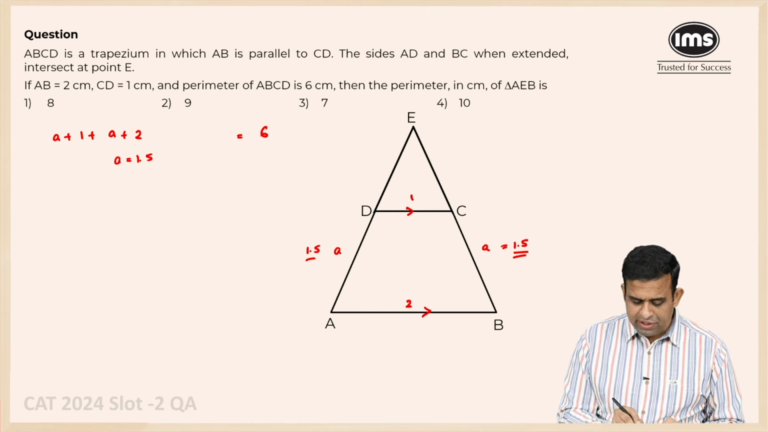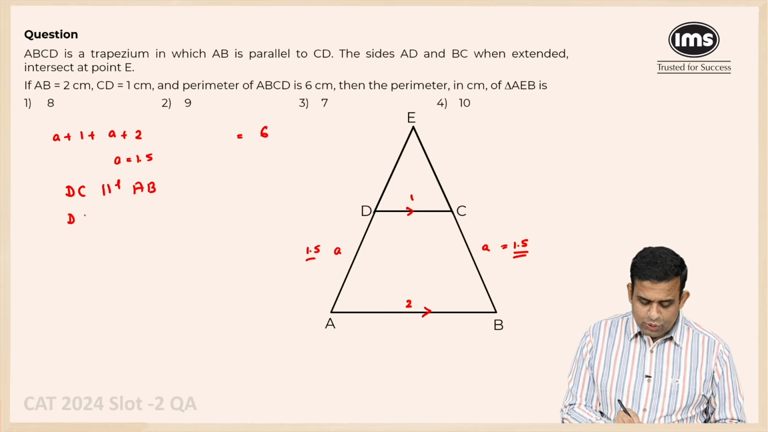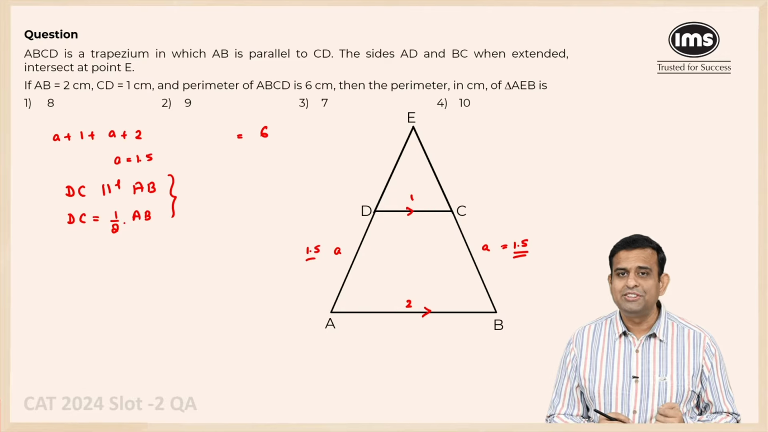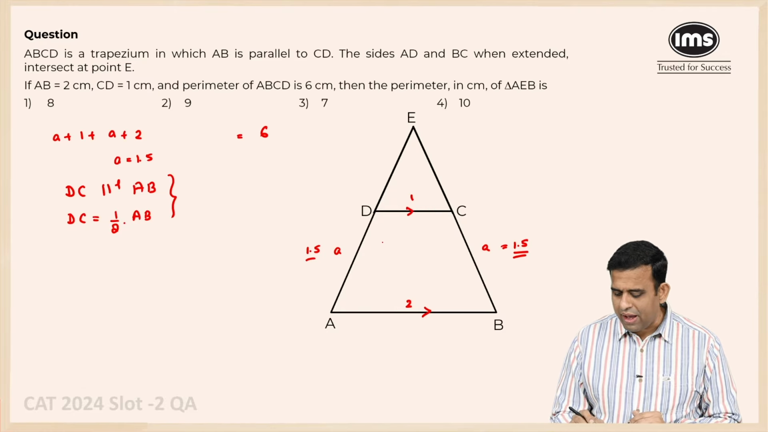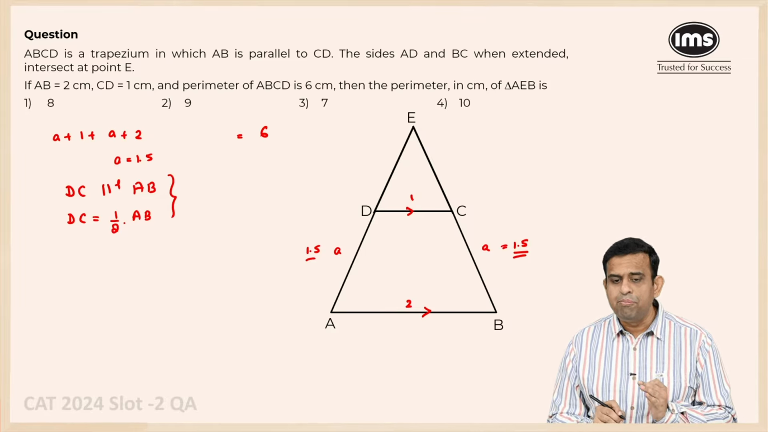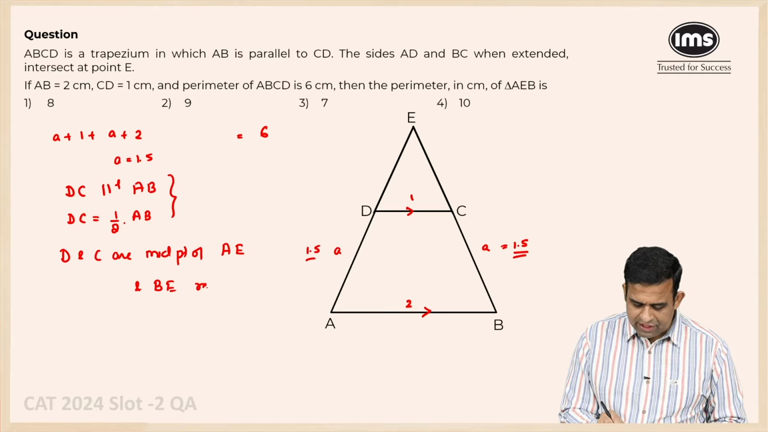If I look at something on DC and AB, DC is parallel to AB since it was a trapezium. And one thing, if you also observe, DC is equal to half of AB, which means at this particular point we can think about the midpoint theorem, or the converse of the midpoint theorem. So since DC is parallel to AB and half of AB, one can say D and C are the midpoints of AE and BE respectively.